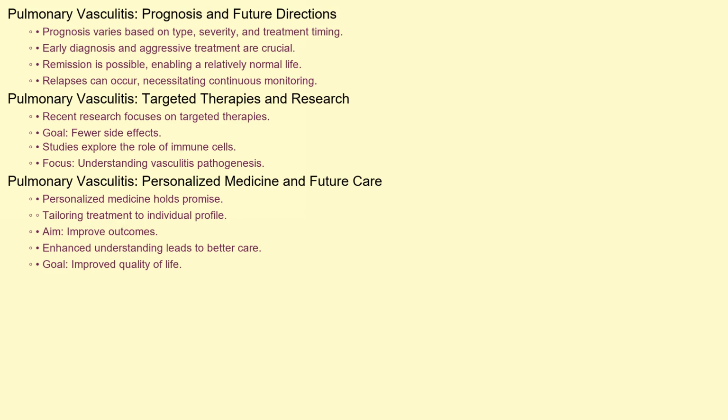The prognosis for pulmonary vasculitis varies depending on the specific type, severity, and how quickly treatment is initiated. With early diagnosis and aggressive treatment, many patients can achieve remission and lead relatively normal lives. However, relapses can occur, requiring ongoing monitoring and adjustments to treatment.